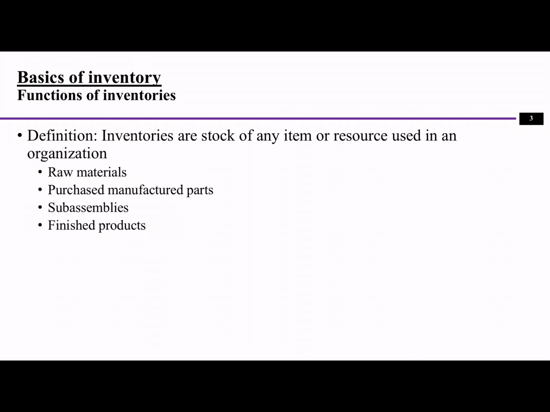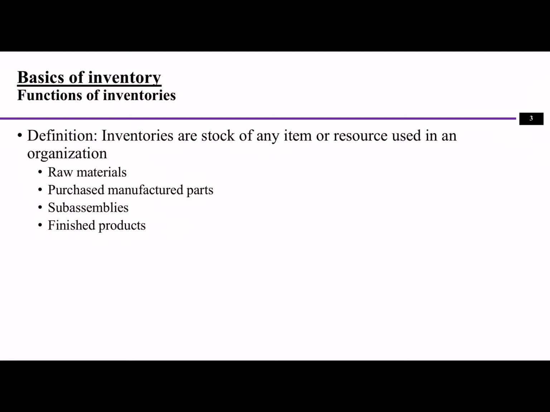And also, inventories can be sub-assemblies. For example, we assemble parts together to be a bigger part, because after certain processes, we have an assembly process, right? And they will need that kind of sub-assemblies. In this case, if we make some extra sub-assemblies, it will help us to smooth out the production line and make it flow better.